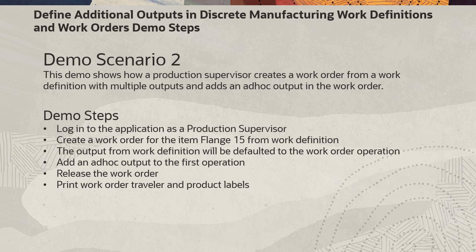In this second demo we will show how to create a work order from a work definition for an item with multiple outputs. We will create a work order for the item flange 15 from the work definition. The output from work definition will be defaulted to the work order operations. We will add an ad hoc output to operation. We will then release the work order and print Work Order Traveler and product labels.